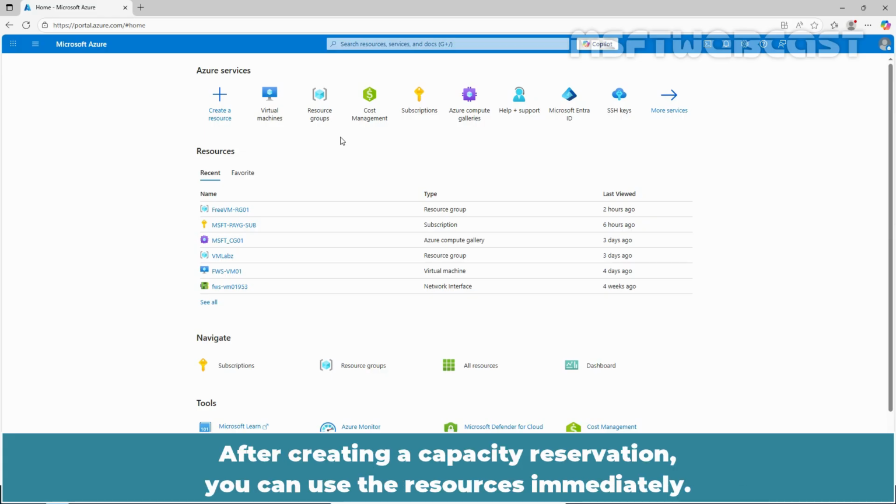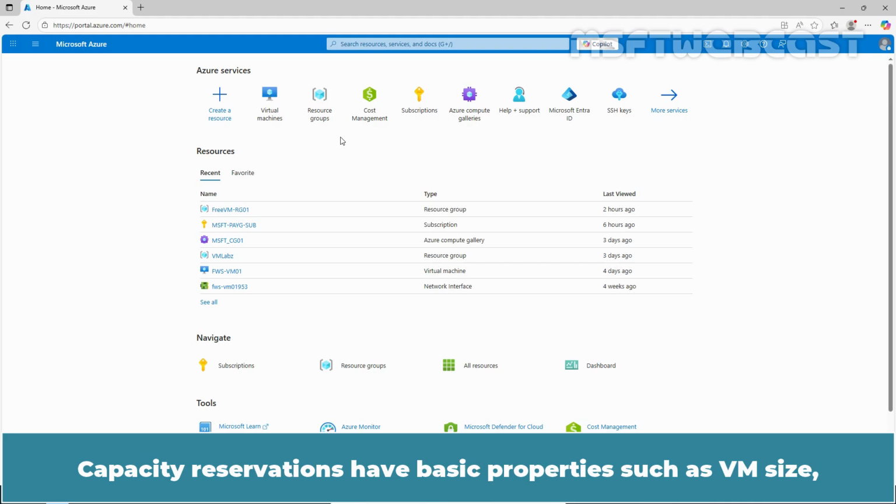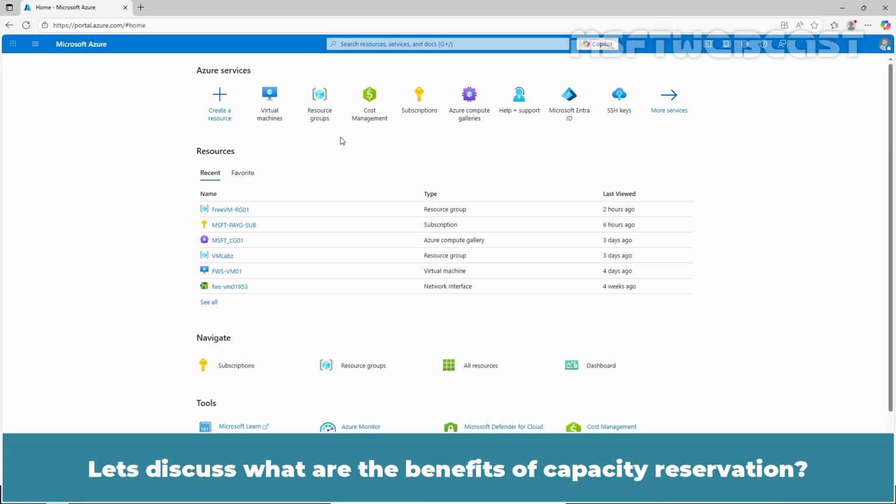After creating a capacity reservation, you can use the resources immediately. The capacity remains reserved for you until you delete the reservation. Capacity reservations have some basic properties such as VM size, location, and quantity, which must be defined at the time of creation. Let's discuss what the benefits of capacity reservation are.